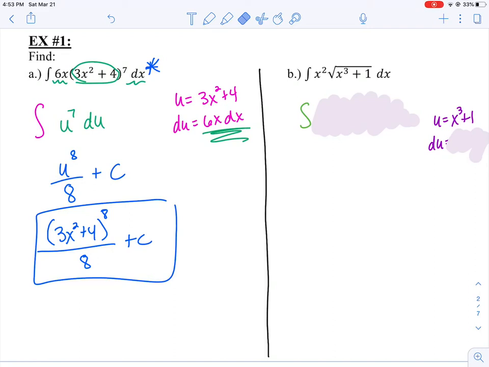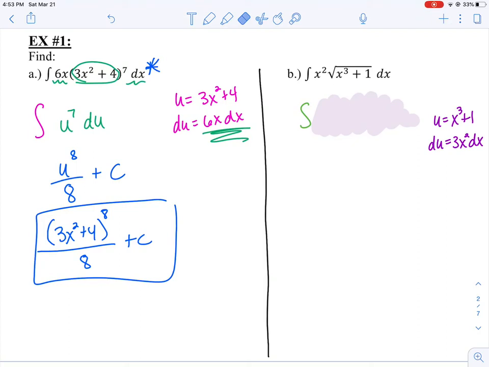Yeah, I called u that inside stuff, the x cubed plus 1. I'm now going to find the derivative. The derivative of x cubed plus 1 is 3x squared. I'm going to multiply both sides by dx, so I end up with a du of 3x squared dx.